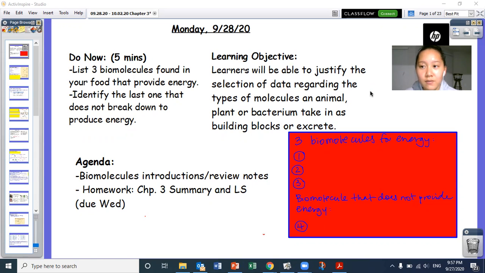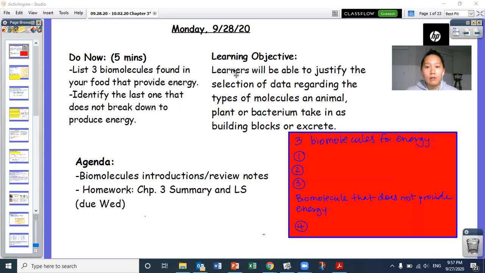There's 2 that provide food more often, and I'll give you a hint. 1 provides short-term energy, 1 provides long-term stored energy, and then 1 is used as a last-ditch resource for energy, but it's usually used for building structures in your body. And then identify the last one that does not break down to produce energy, and this one usually stores important information in your body.